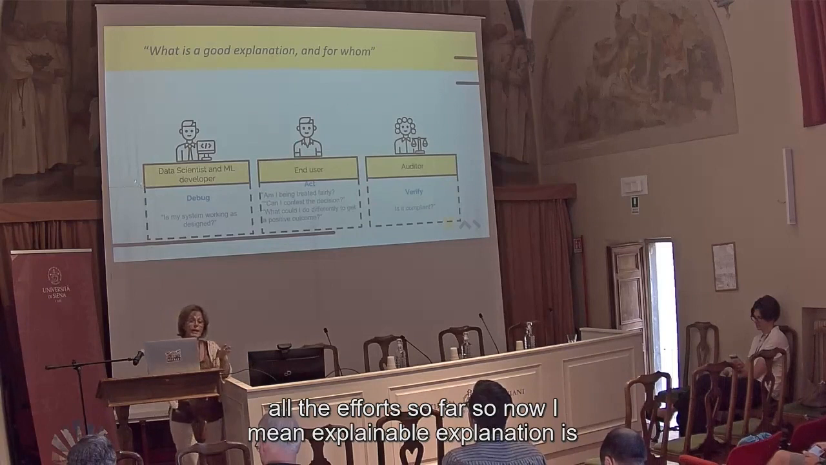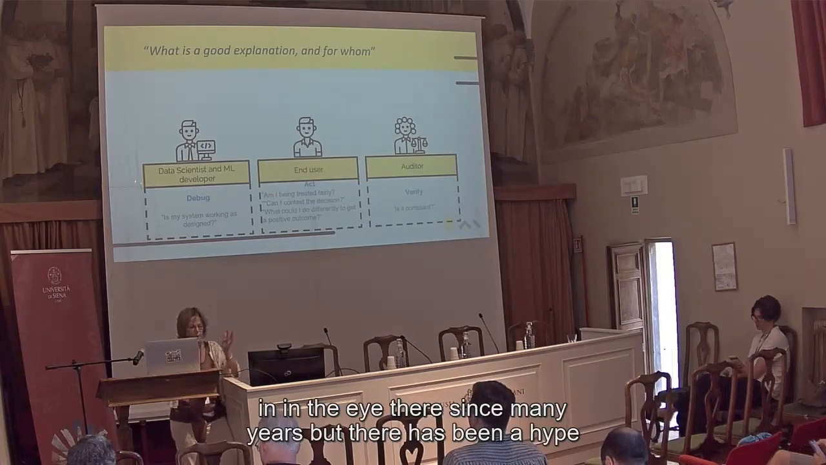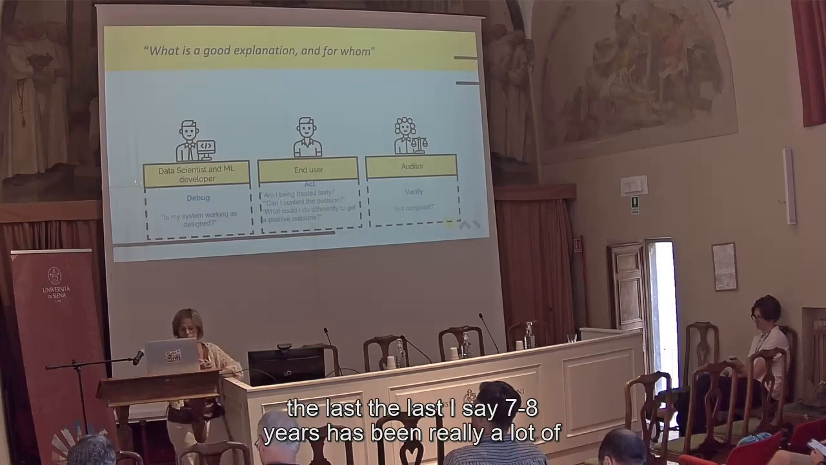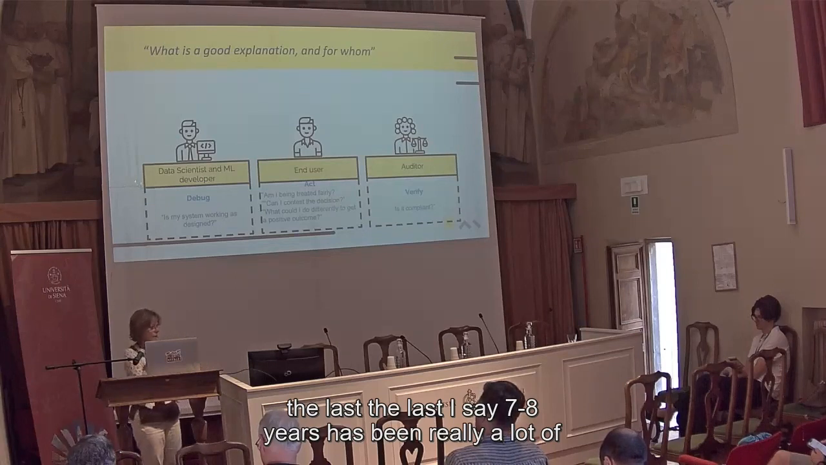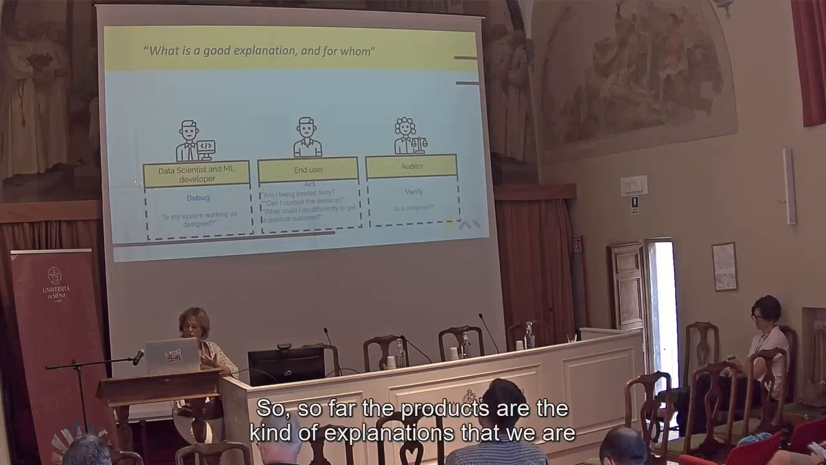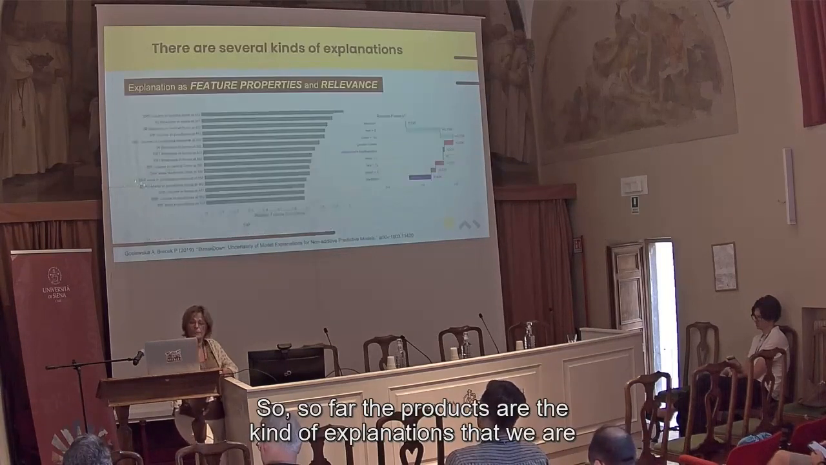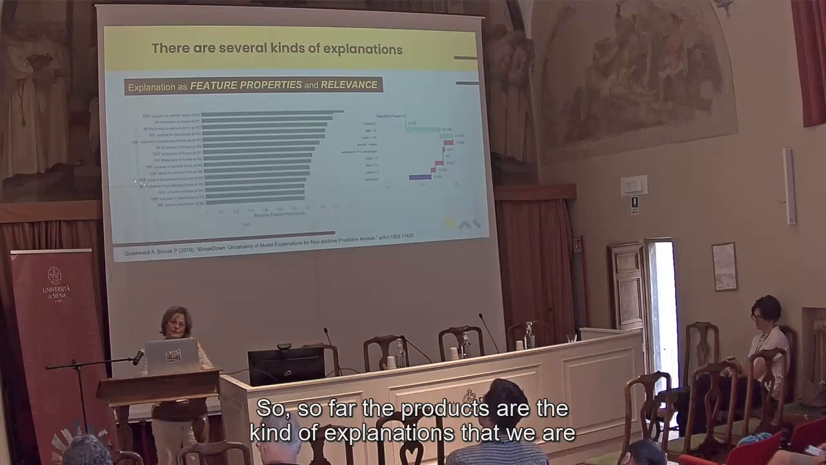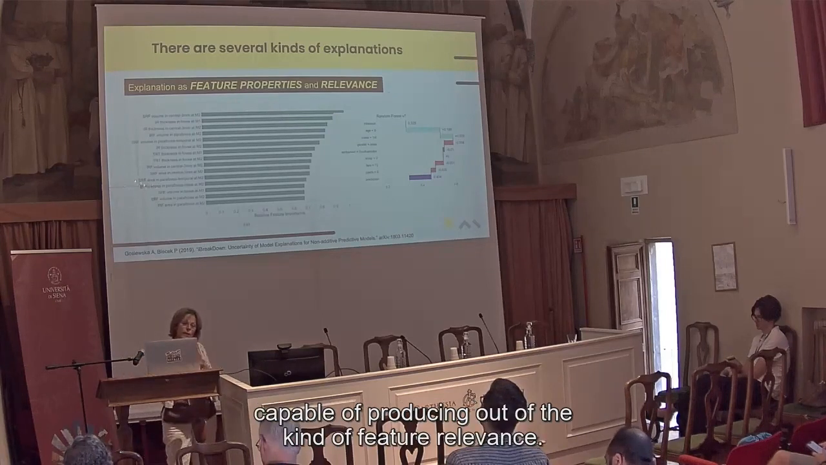So all the efforts so far. Now, explainable AI has been in AI for many years, but there has been a hype, and in the last 7-8 years there has really been a lot of research in that area. So far, the kinds of explanations that we are capable of producing are of the kind feature relevance.